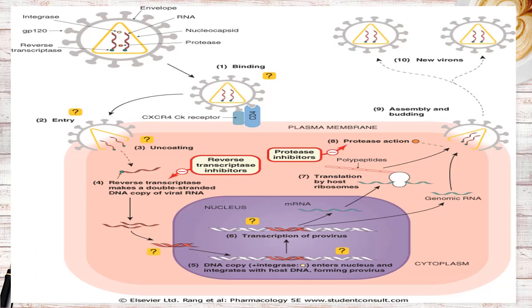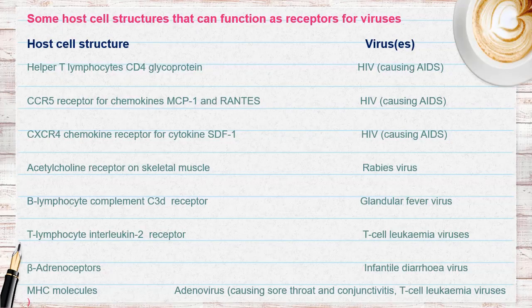Now this image shows the HIV virus. So here you have the enzyme of RNA retroviruses also acting. In this table, we get to see some host cell structures that can function as receptors for various viruses. For example, the first host cell structure is the helper T lymphocyte, on which CD4 glycoproteins are present, through which the HIV causing AIDS virus can interact.